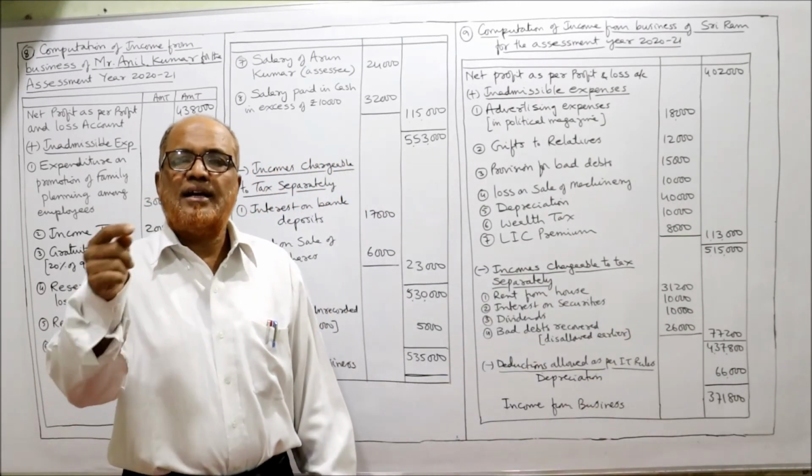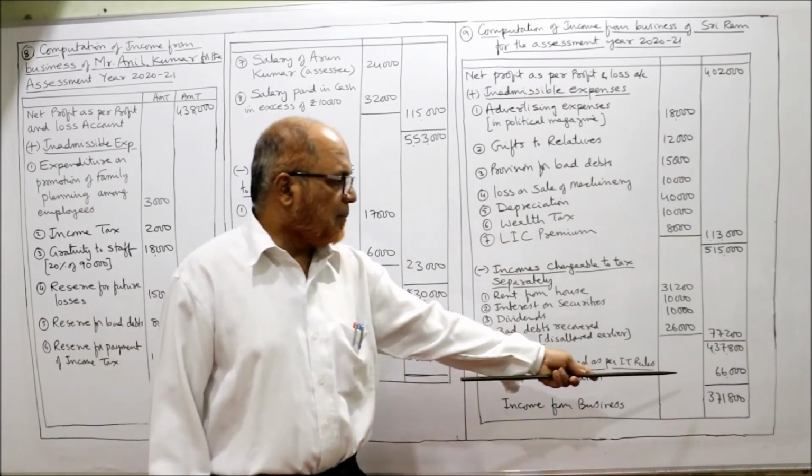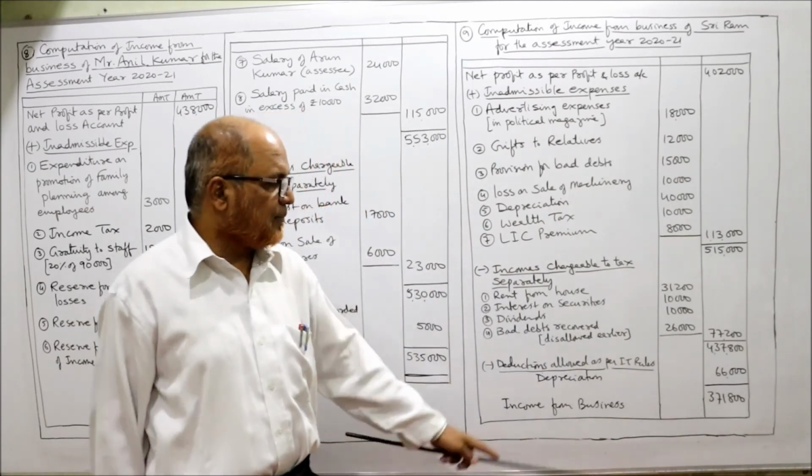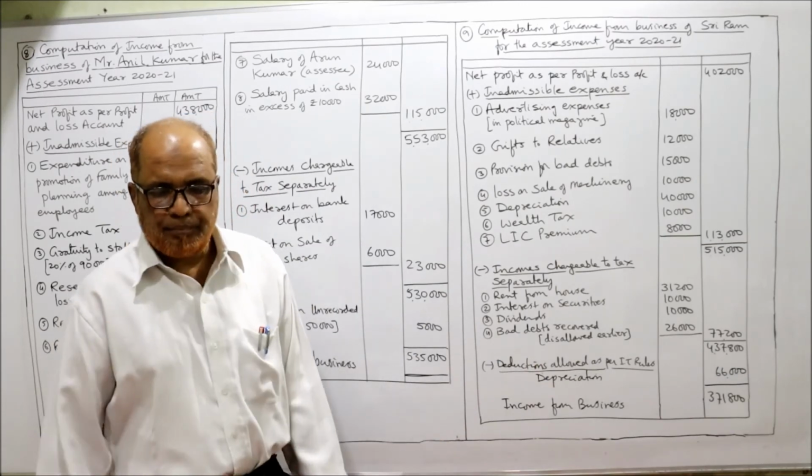From this, deductions allowed as per IT rules, that is depreciation. Depreciation 66,000, deduct, we'll get 3,71,800. This is the income from business.